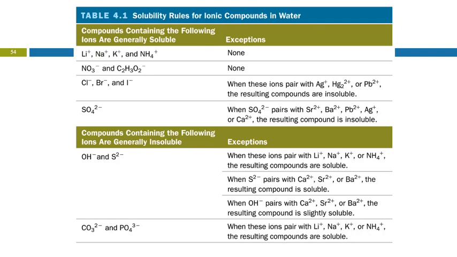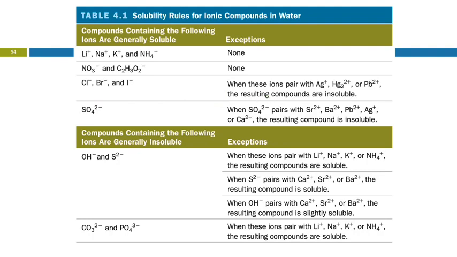This table works best if you start at the top and work your way down. So if you've got nitrate ion or acetate ion, it's a soluble compound, no exceptions. Chloride, bromide, iodide, the halide sisters. Those are soluble except with these three.